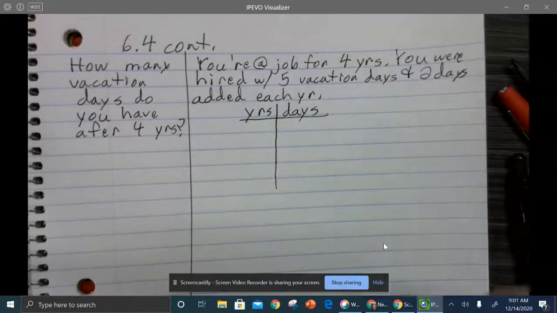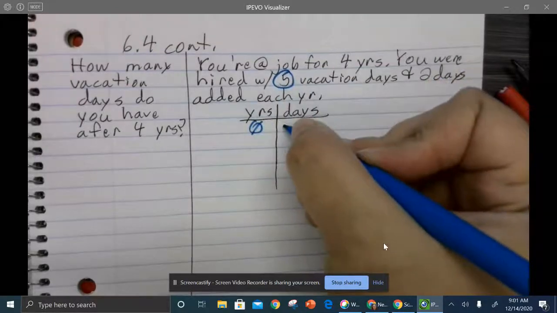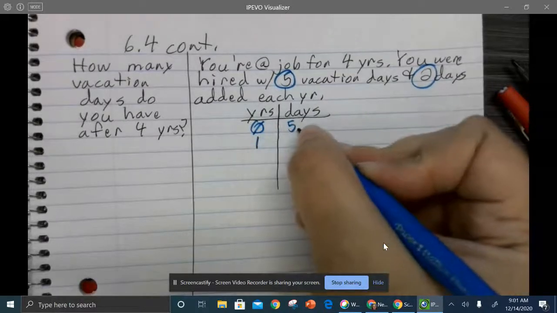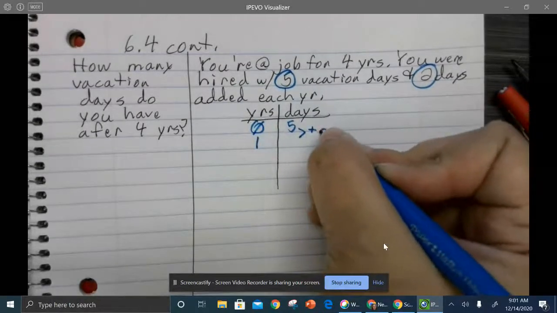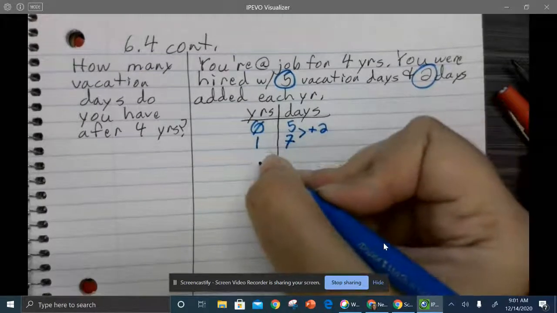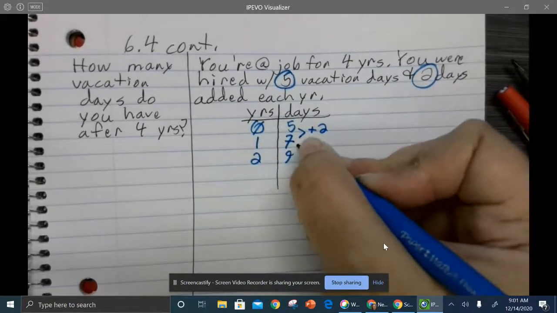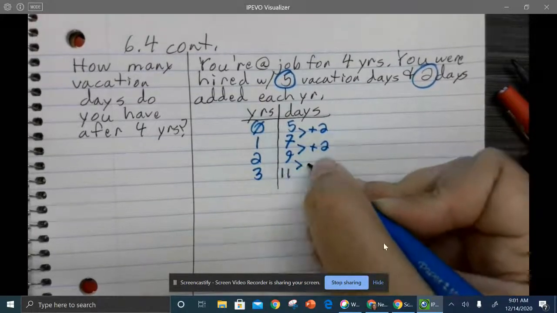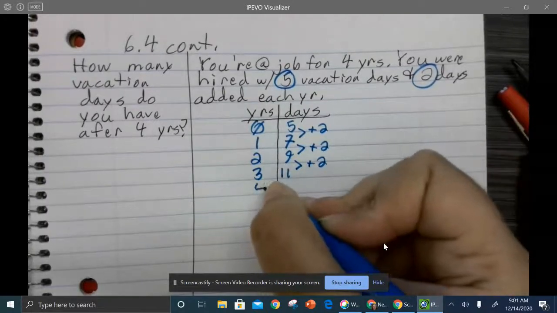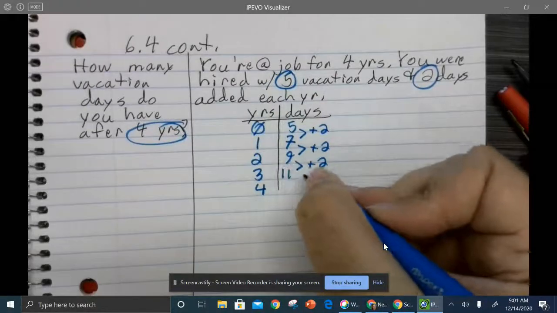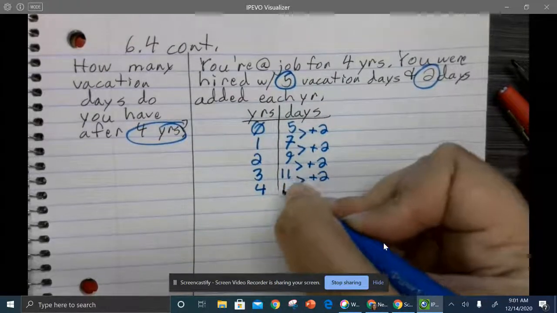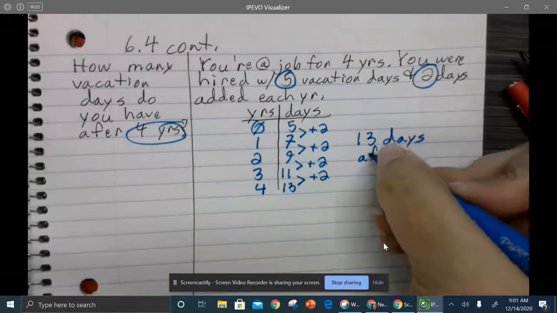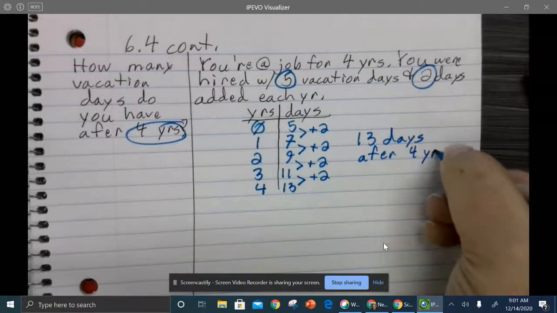Okay, so you have 5 vacation days. So when you first start, everybody, you have 5 days. Okay, you're adding 2 days each year. So we're going to add 2. Now we have 7. After 2 years, you're going to have 9 days, sorry. After 3 years, you're going to have 11 days. So after 4 years, 11 plus 2 is going to be 13. Okay, so you'll have 13 vacation days after 4 years.